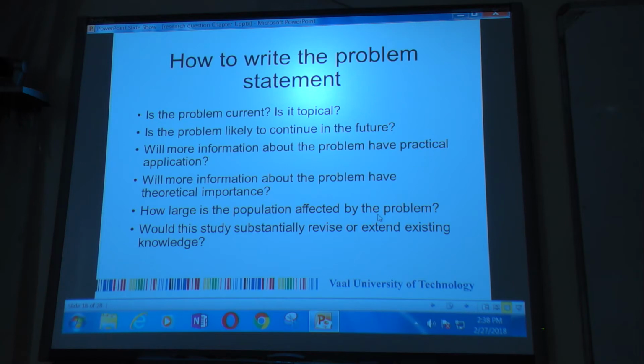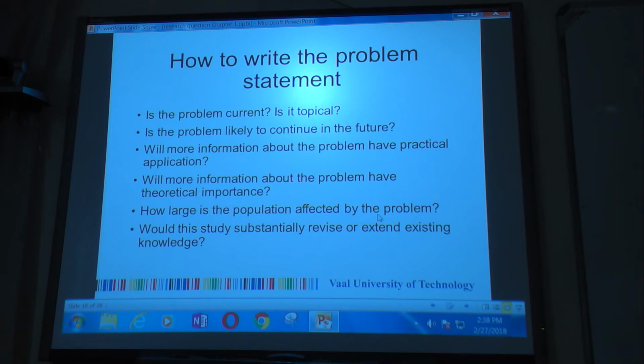Furthermore, you must know, is your problem current? It should be something current and topical, something that is trending, a current issue that society or industry is facing. Is the problem likely to continue in future? So obviously this problem should be something that might happen again in future, and then your research can help to address that problem. Will more information about the problem have practical application? Yes, you should be able to answer yes to that. If your information can contribute to practical knowledge that can be used by industry, then it is a good problem.